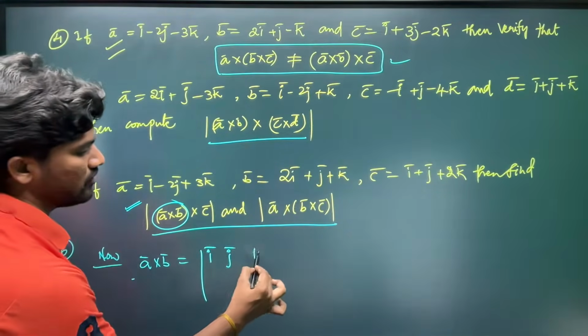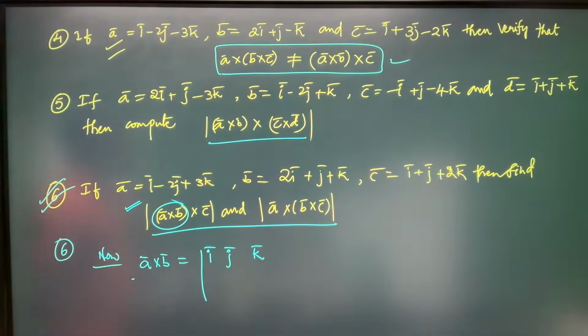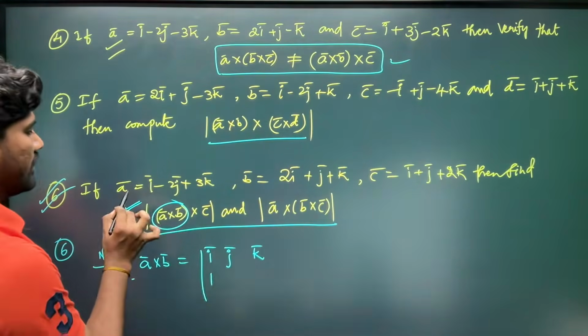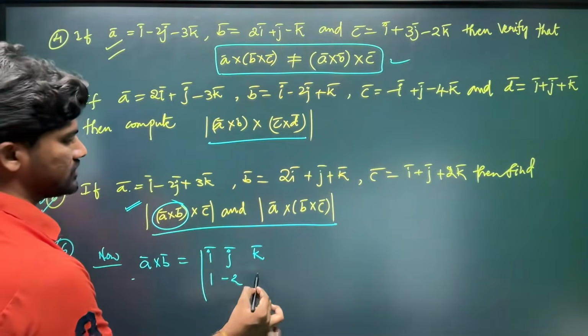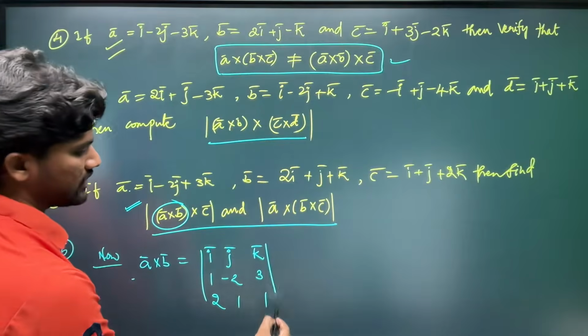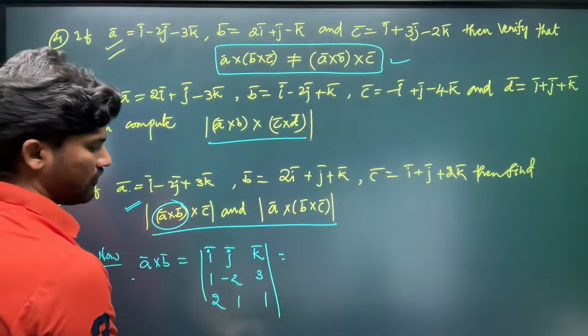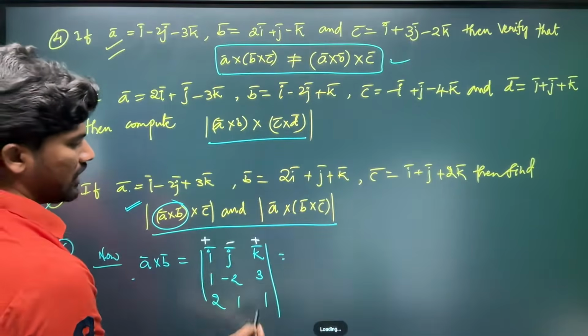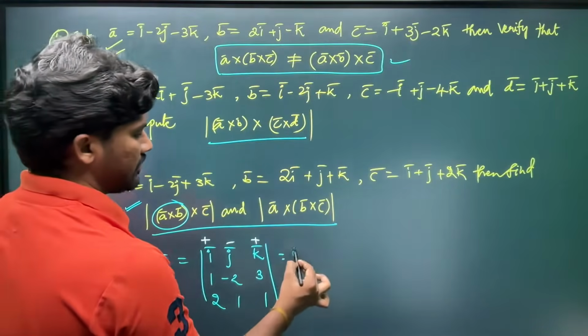First row you have to fill with i bar, j bar, k bar. Next, what is the value? A bar components are 1, -2, 3 and b bar components are 2, 1, 1. Clear. Now you know very well how to find the determinant: plus, minus, plus. Now obtain the values, so apply the determinant process.